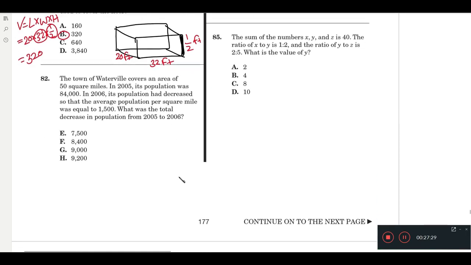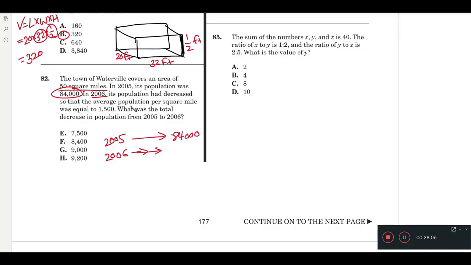The town of Waterville covers an area of 50 square miles. In 2005, its population was 84,000. In 2006, its population decreased. All right, so let's do one line at a time. The town covers an area of 50 square miles. In 2005, the population was 84,000. In 2006, its population decreased. Probably they left or something.